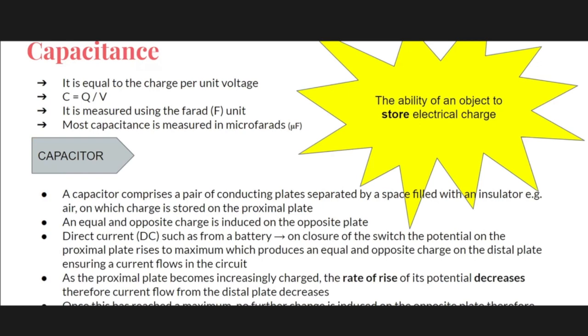But when we connect a battery to a capacitor, essentially, as the proximal plate becomes saturated, the rate of rise of the potential decreases. So it's kind of like a negative exponential. It's still going up, but it kind of is plateauing. And then at the point where it plateaus, the current will stop flowing around the circuit. And that's in a battery.